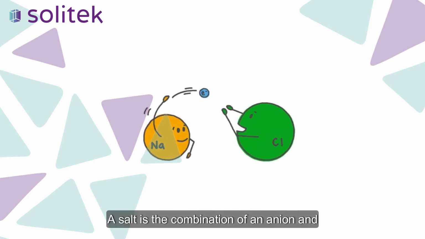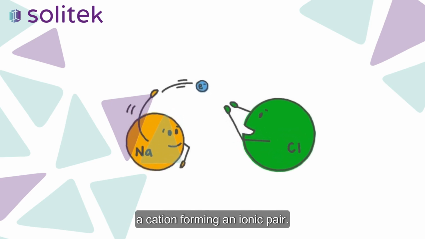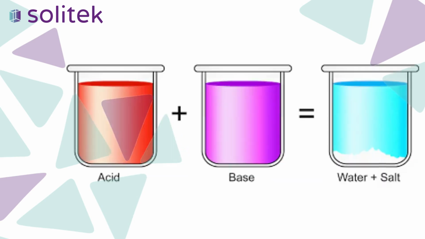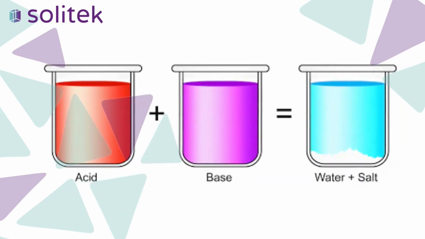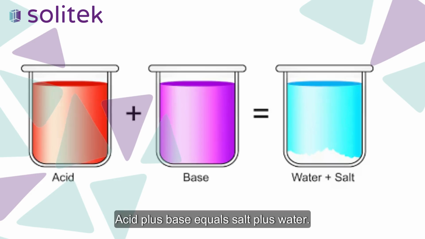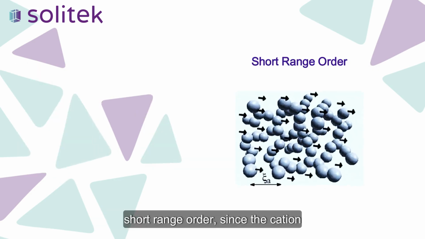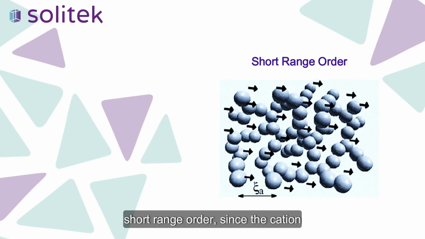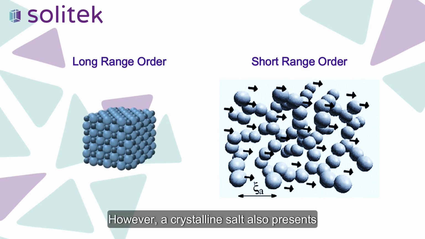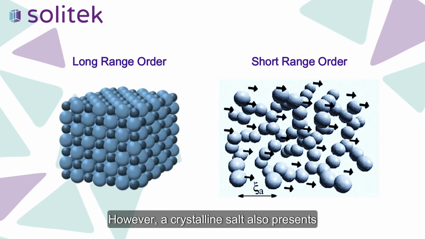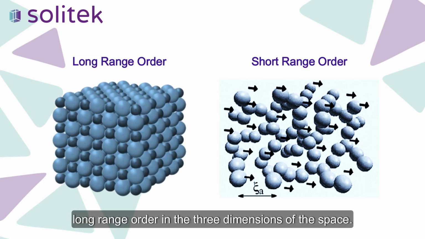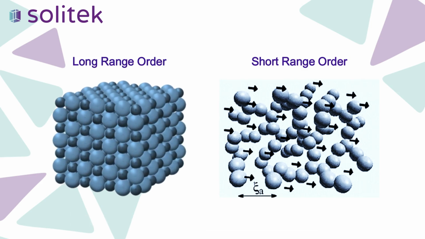A salt is the combination of an anion and a cation forming an ionic pair. Remember what we learned at school. Acid plus base equals salt plus water. The charged nature of the salts confers them a short-range order, since the cation and the anion must be able to balance the charges. However, a crystalline salt also presents long-range order in the three dimensions of space.